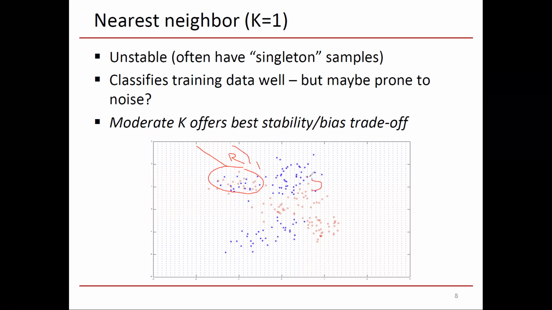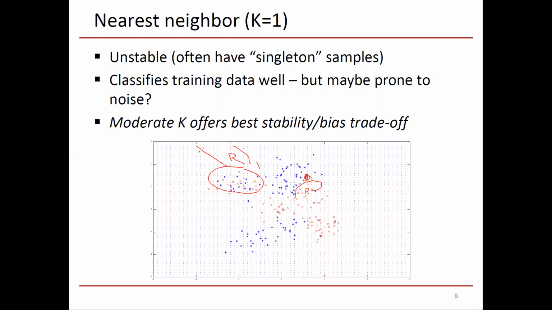But look here, this region seems to be red, and here there's some red here. Now, could that be noise? Now here we have a red and a blue in the training data that are very close. So could this be just noise? Maybe. So to summarize, what we're seeing so far, we started with k equals 50, very stable, very inaccurate.